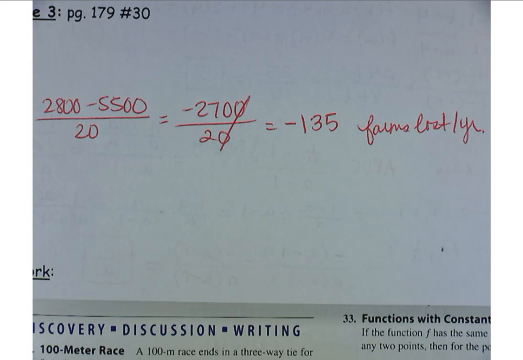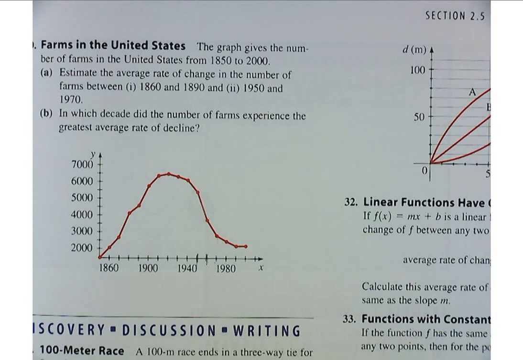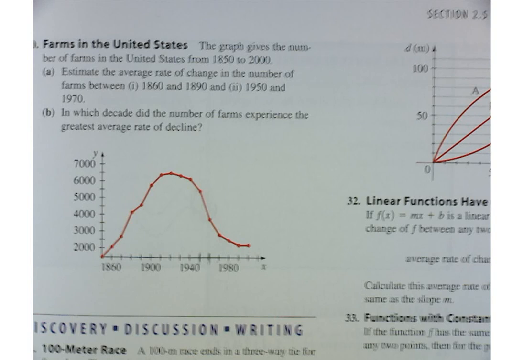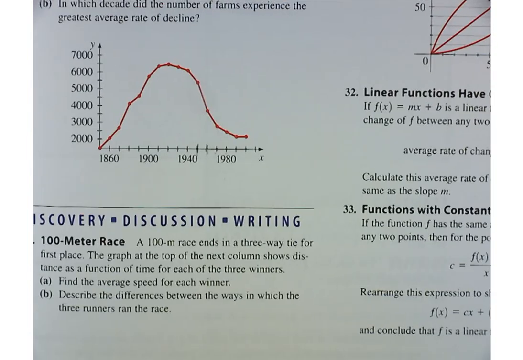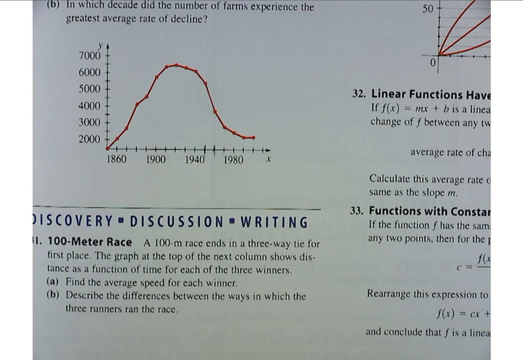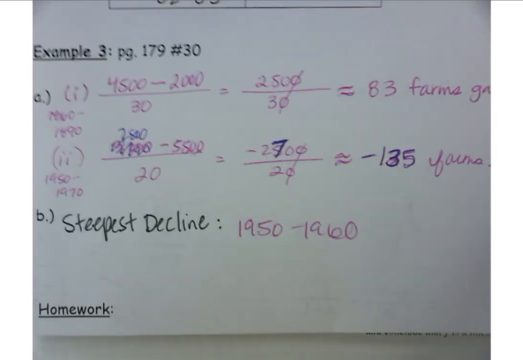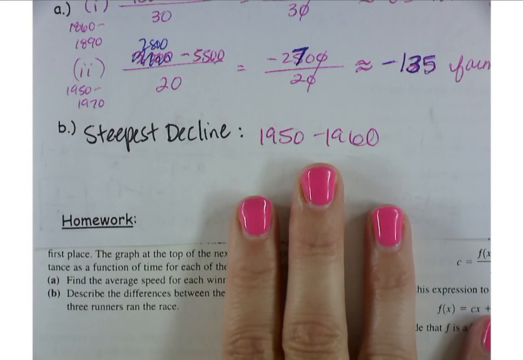Okay, and then for B, Shawan, what is part B asking us to do for this? It's asking for the year that there was the greatest average decline. Good. Yes, so when is there the greatest average of decline? So when you're looking at your graph, what are we looking for? Okay, so the steepest drop, right? So everything that's on the left side of the graph looks like it's going up. So I'm going to look here. Which one is going to be the steepest drop? Good. So 1950 to 1960, which is right there. And that will be your steepest decline, 1950 to 1960.